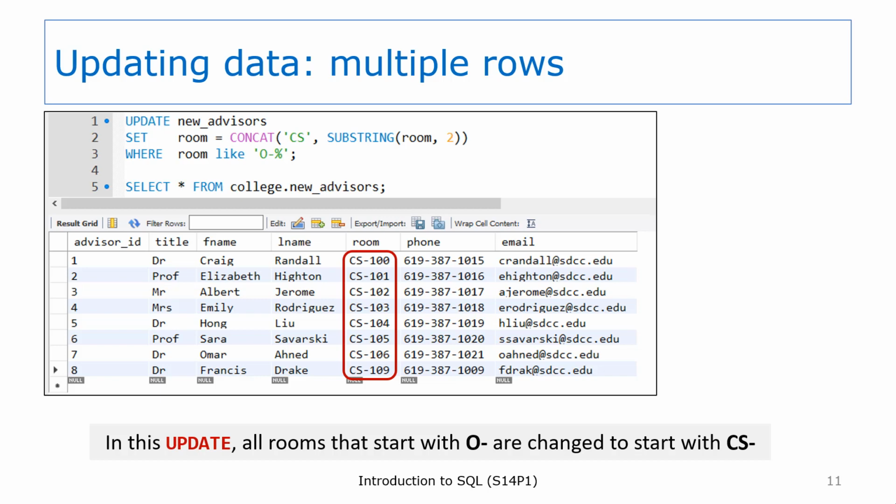On the previous slide, you saw one way to do an update like this. You simply run a series of update statements, one for each advisor. That would certainly work, but you can also update multiple rows at once. The where clause is used to select the rows to be updated. In this example, all of the rows with a room number that start with the characters O- are selected. After selecting all of the rows that meet the condition, the set statement is performed.